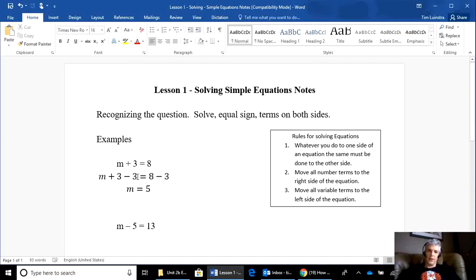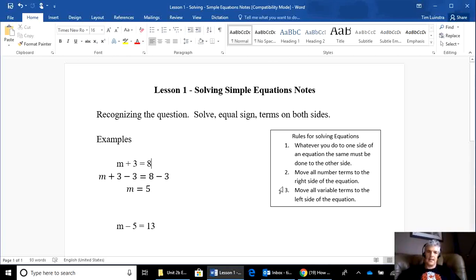So what we do is, in the next line, we subtracted 3 from this side of the equation. And if we're going to subtract 3 from this side of the equation, we must also subtract 3 from this side of the equation. What we end up with is plus 3 minus 3, of course, becomes 0, leaving us with just m, and 8 minus 3 gives us 5, and you can see how clean and nice that works, okay?